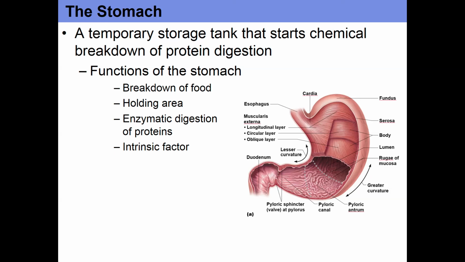So the hydrochloric acid in the stomach plays an important role in that, as does pepsin, which helps break down proteins as well. So the breakdown of proteins then starts in the stomach. It also serves as a holding area. So we can only absorb so much food at any one time.